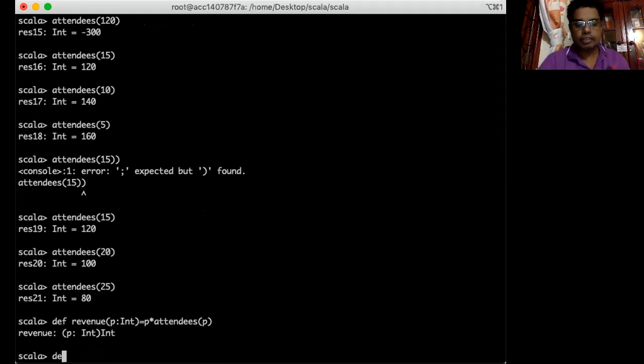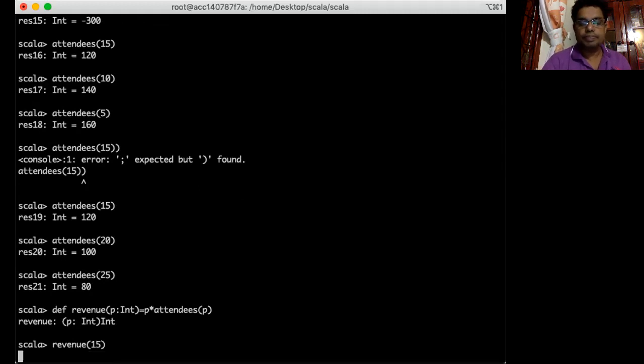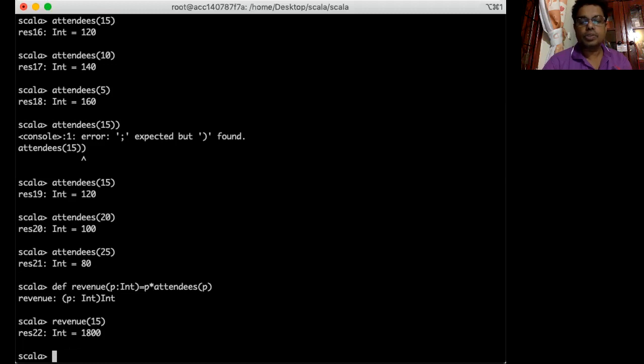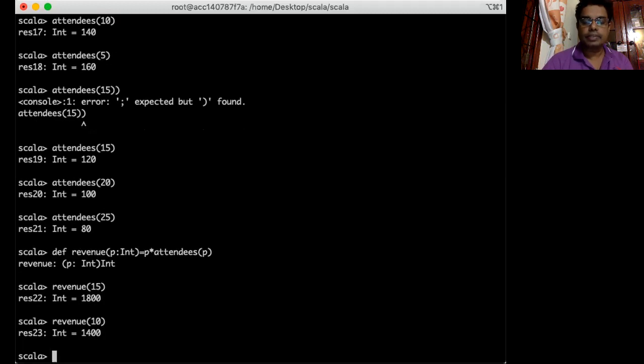So I can check whether my revenue function is correct. I pass the number of attendees at ticket price 15. So it's right. Ticket price is 15, 15 multiplied by 120 is 1,800. Similarly, if I reduce to 10, it increases the revenue like that. It works. Right.